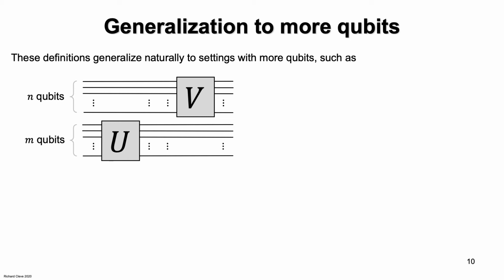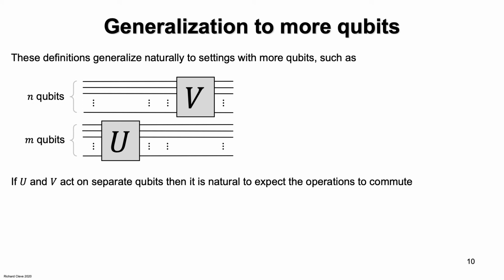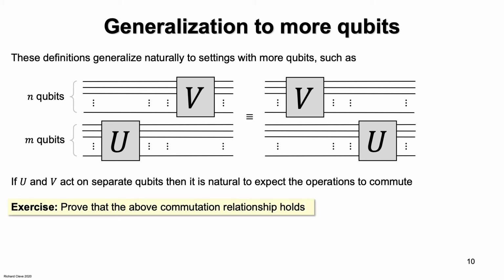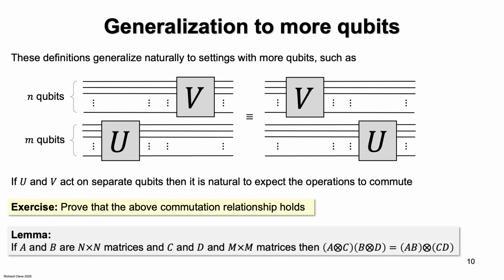Furthermore, if U and V act on separate qubits, it's natural to expect the two operations to commute. That is, their net effect is the same regardless of which one is applied first. It's actually not too hard to prove this, and I suggest it as an exercise. To prove it, it's useful to use the following lemma about the tensor product. A final comment: if U and V overlap, then in general, the operations will not commute.